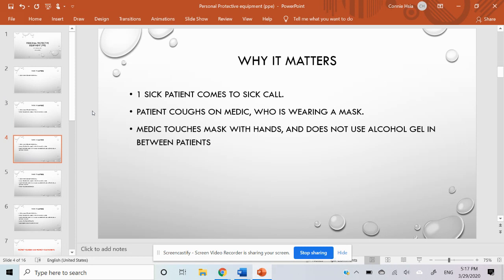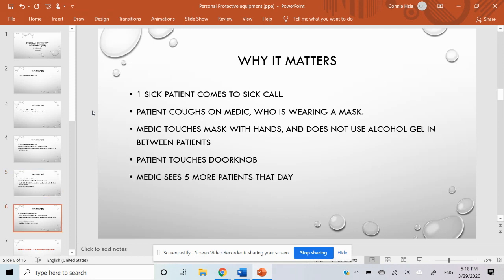So he takes the mask off to go see this second patient. Unfortunately, he touches the front of the mask where the patient coughed on him, and he throws the mask out. But then on his way to the second room to see the second patient, he forgets the alcohol gel. The first sick patient gets a quarter slip, told to go home. On his way out, he touches the doorknob with his hand, which he coughed on and sneezed on. Five more patients come in that day to see the medic, who keeps forgetting the alcohol gel, unfortunately.